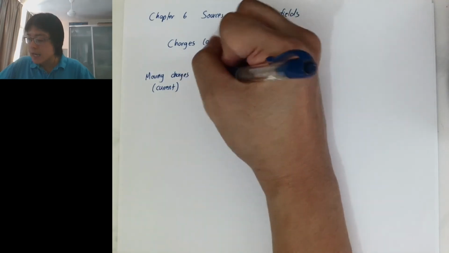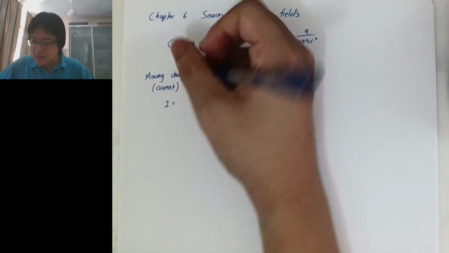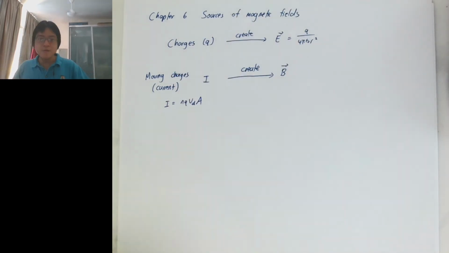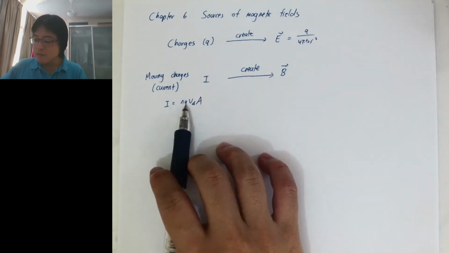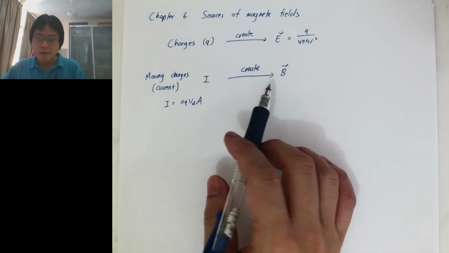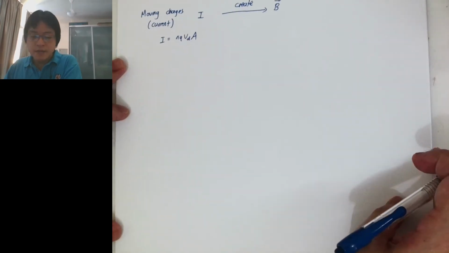So current is I. Why is it I? I is moving charges. If you remember, it is nqv_dA. We derived this in chapter 4, was it? So charges that move will create the magnetic field. That is our source of magnetic field. And a simple experiment anyone can do is the following.